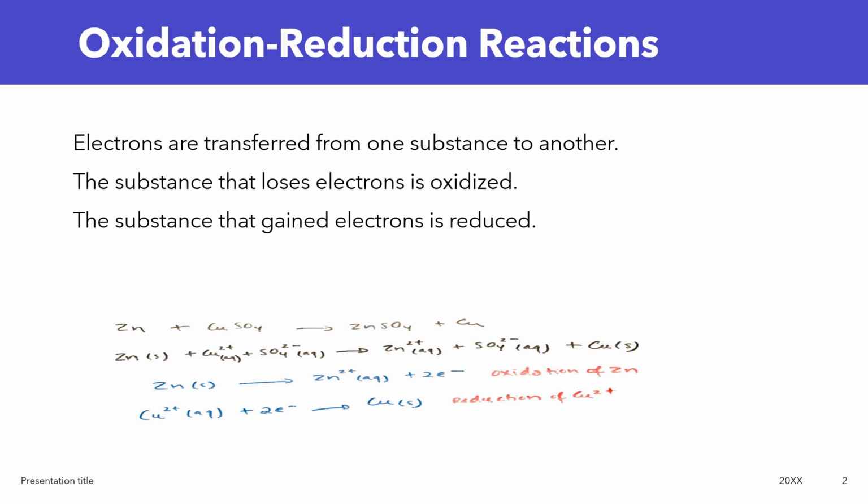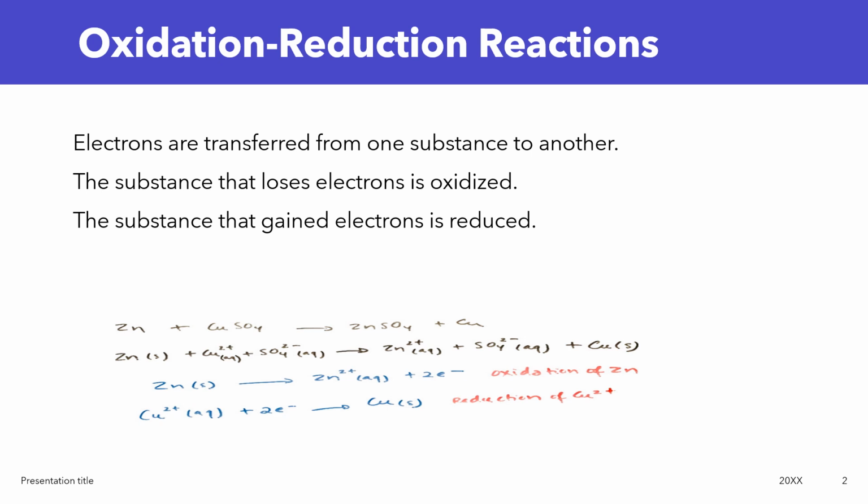So let's look at the reaction below. On the reactant side, let's look at zinc. We see that zinc has a charge of 0 on the reactant side, and then on the product side, it has a charge of +2. So what happened here? Did zinc gain or lose electrons?